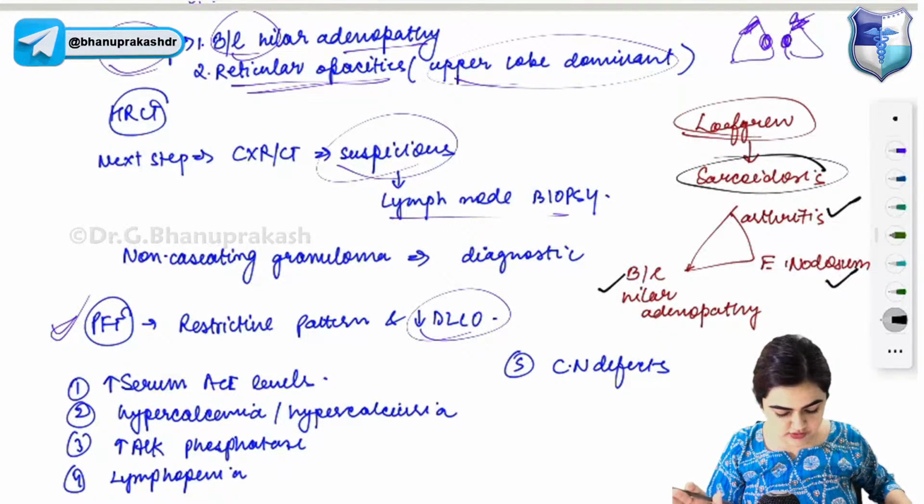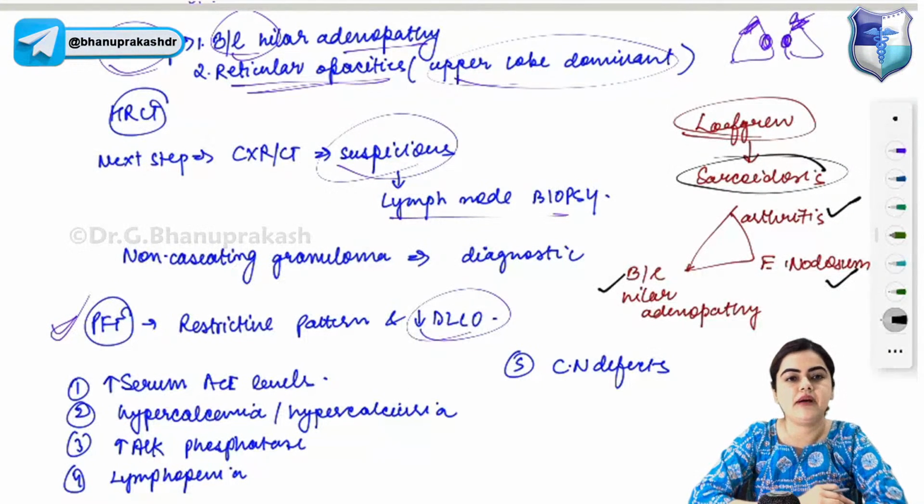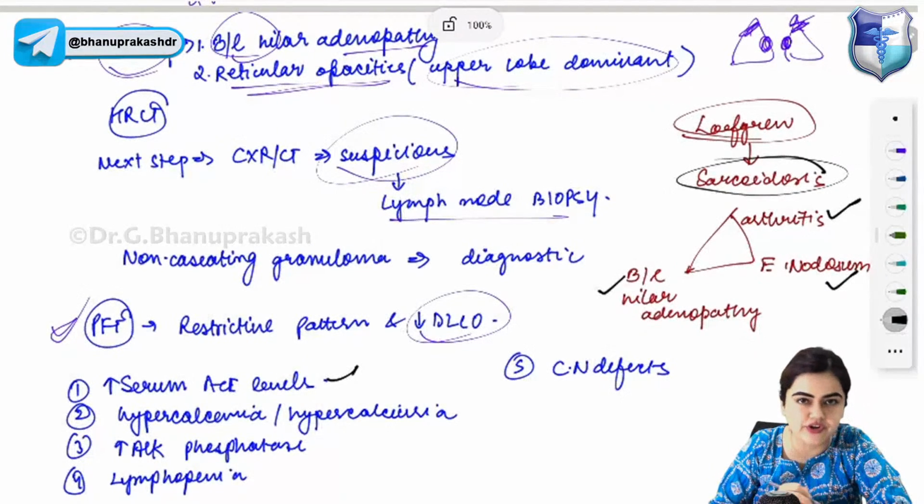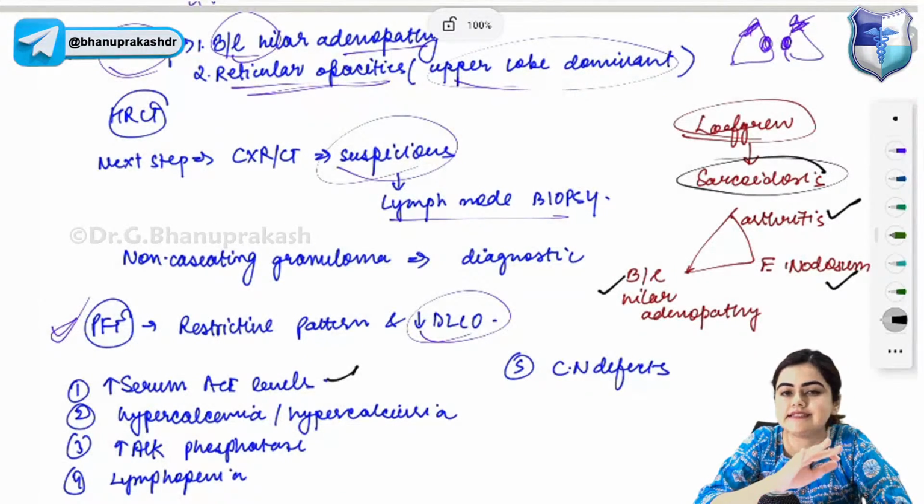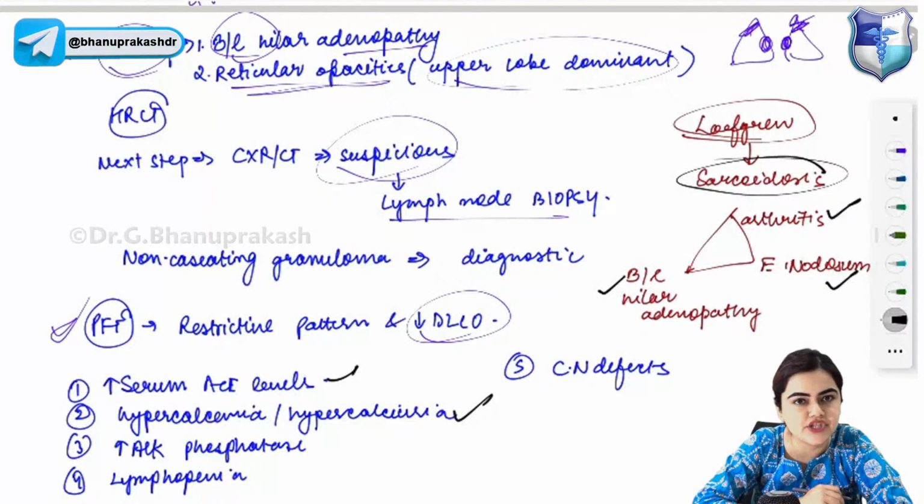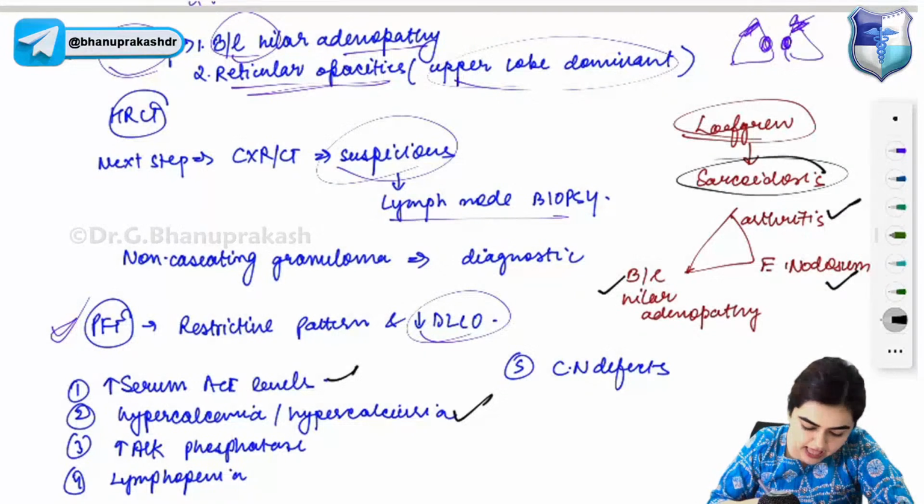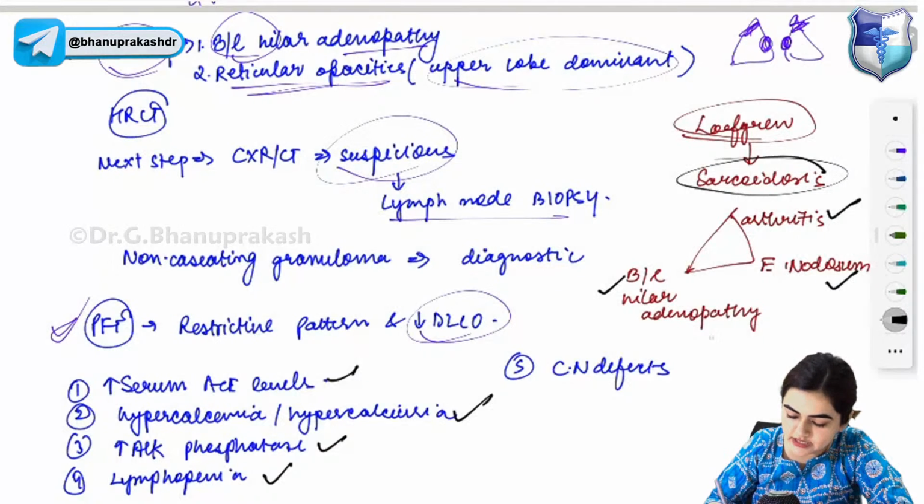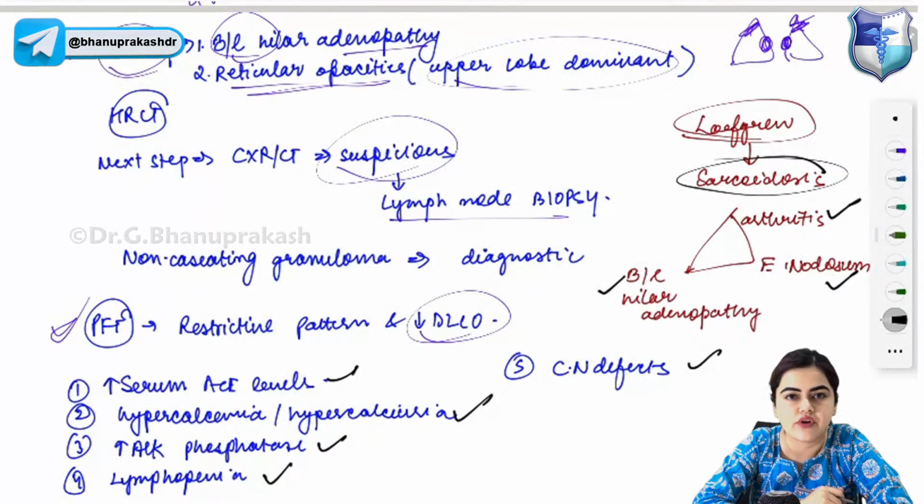Okay, now look at this. The other findings which are seen in sarcoidosis: first one is the serum ACE levels, which are increased in case of sarcoidosis. But serum ACE levels are neither sensitive nor specific for diagnosis of sarcoidosis. Second is hypercalcemia and hypercalciuria. You get increase in calcium levels in the serum as well as in the urine in case of sarcoidosis. Alkaline phosphatase levels are increased with liver involvement. Lymphopenia is there, and cranial nerve defects is a finding of sarcoidosis.